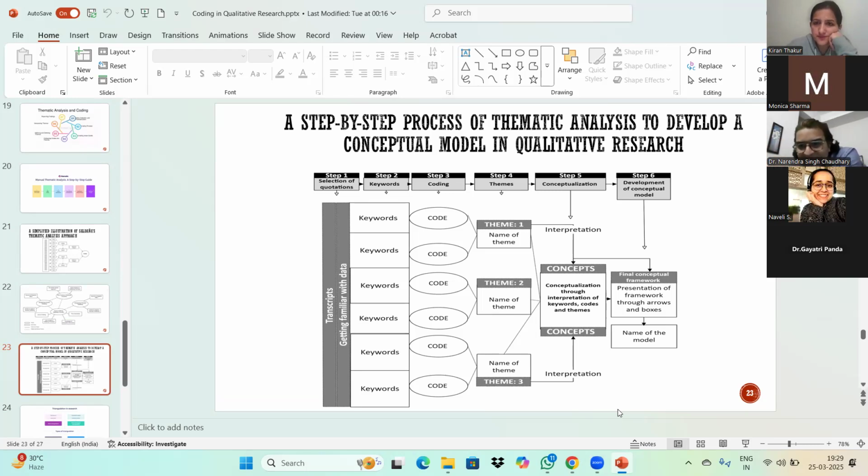And then it leads to the final conceptual framework, that whatever themes I've identified, they are basically talking about a certain aspect.